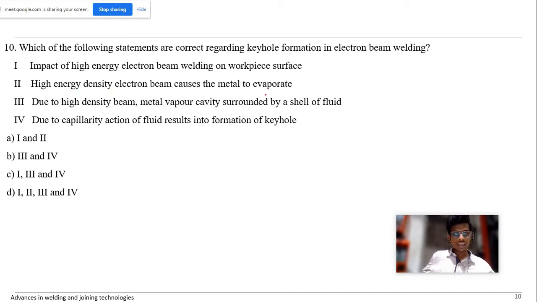High energy density electron beam causes the metal to evaporate. Yes, because once it starts evaporating, the keyhole will start forming. Due to the high density beam, a metal vapor cavity is surrounded by a shell of fluid. Yes, this is also true. Due to the capillary action of the fluid, it results in formation of the keyhole. Yes, this is also true. So all statements are true. So 10D is the option, 1, 2, 3, 4. So all of this is the answer.